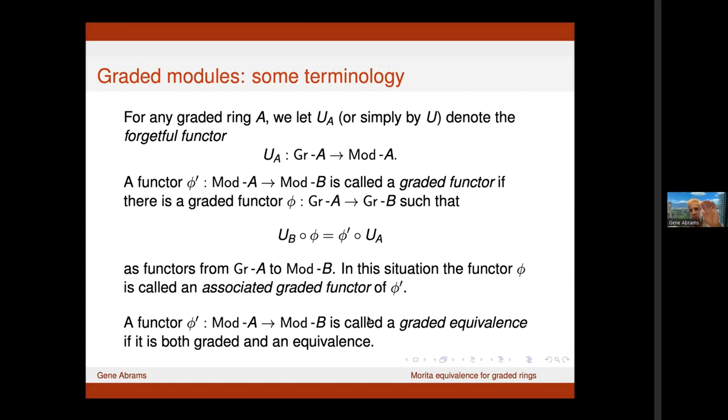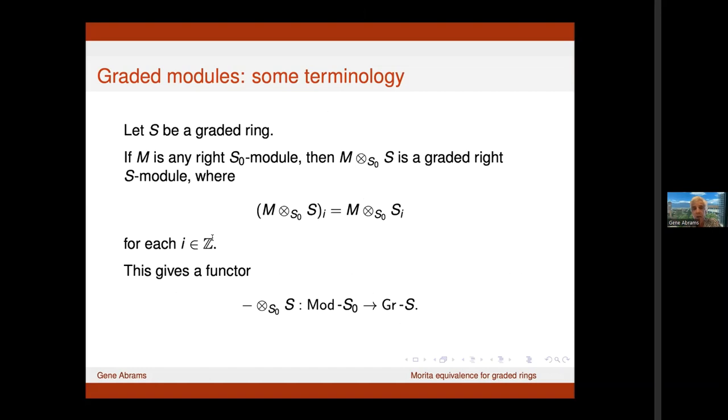Okay, now we can get from graded modules to any module: just forget that the module is graded. This is called the forgetful functor. And so now we're talking about a functor between the full module categories, but we're going to call it a graded functor in case it, in a sense, comes from a functor between the graded module categories. In other words, if you can start with a graded module, forget that it's graded, and then push over by this functor, do the same thing by this graded functor, and then push it up, then we'll call that a graded functor between the full module categories.